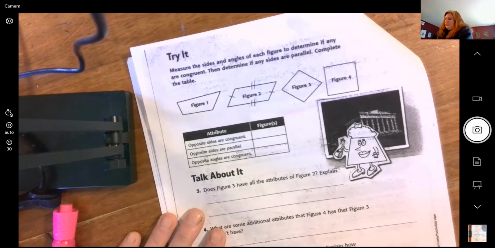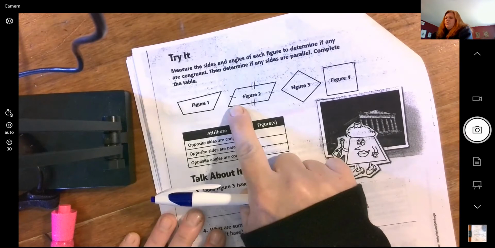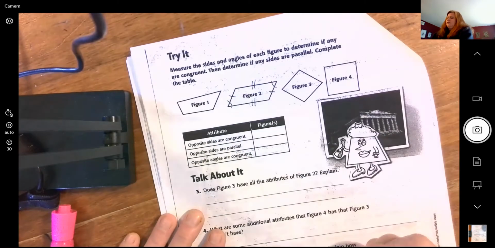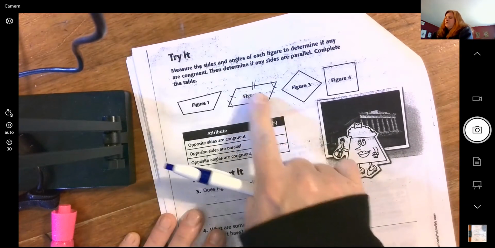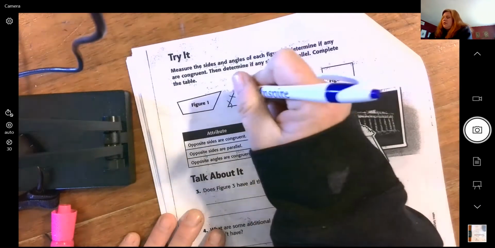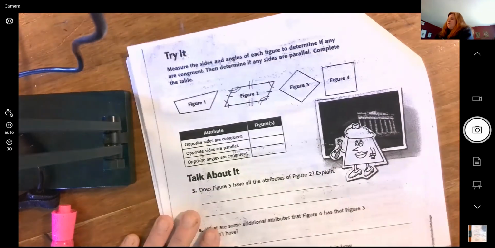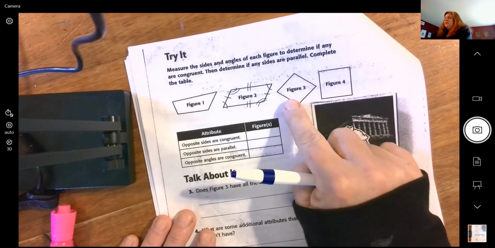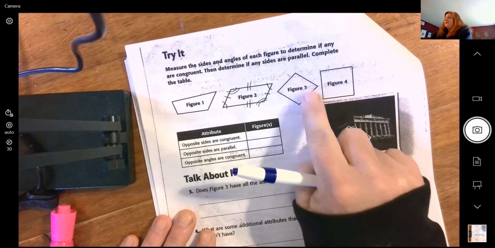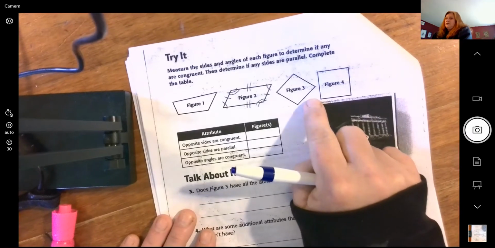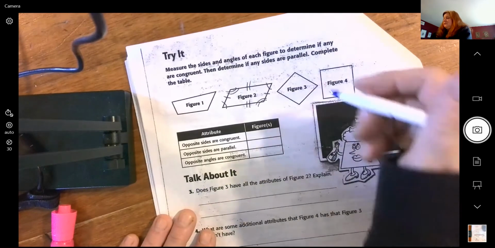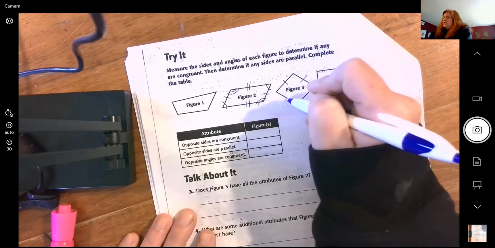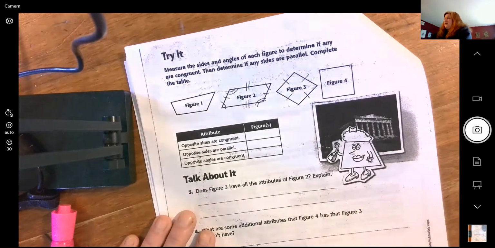So now we're going to look at the angles. This angle is congruent to which other angle? Yeah. Opposite angle is congruent. Are these angles congruent too, or equal? In fact, they are. Figure 3. Are opposite sides parallel? Yes. Are opposite sides congruent? Yes. Are they all congruent? Yes. Which means, so now we need to look at our angles.